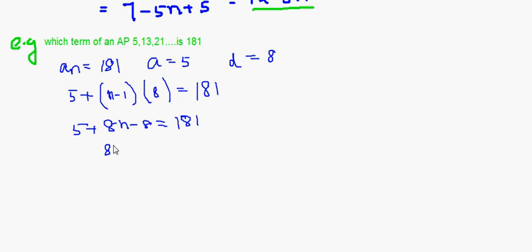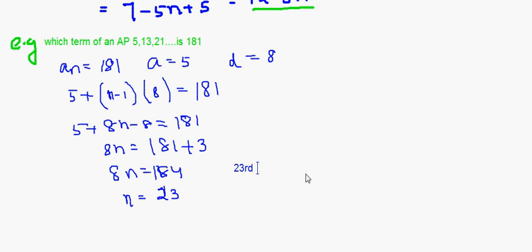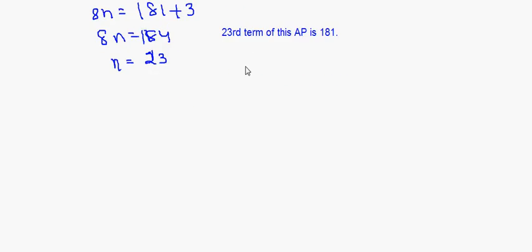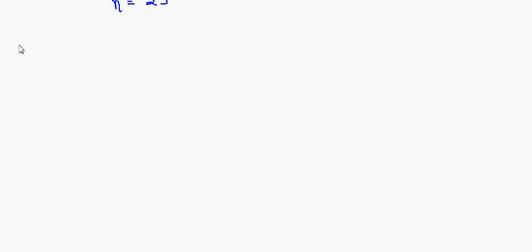I'll let n be on this side. 5 minus 8 is minus 3. When I carry it to the right, it becomes 181 plus 3. So 8n is equal to 184. n is equal to 184 by 8, that is 23. So the 23rd term of this AP is 181. Very simple. I hope you are going well with the formula. A couple more questions.